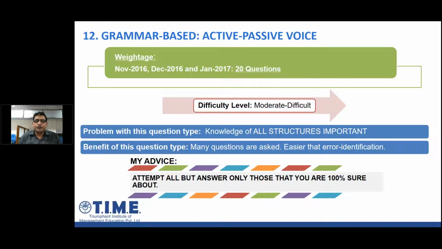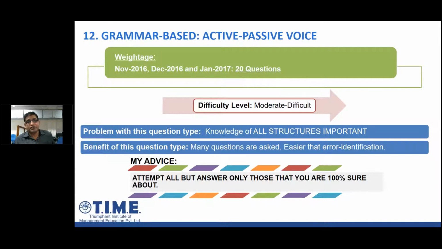Compulsory, which means, and active voice, passive voice is just one simple concept. Actually, it's not a deadly difficult, multi-level concept. It's just one simple thing, active to passive conversion. Okay, so you should be very thorough in your preparation, so thorough that all the 20 should be correctly answered by you. Okay, the difficulty was moderate to difficult, and the problem with this question type is that knowledge of all structures is important.